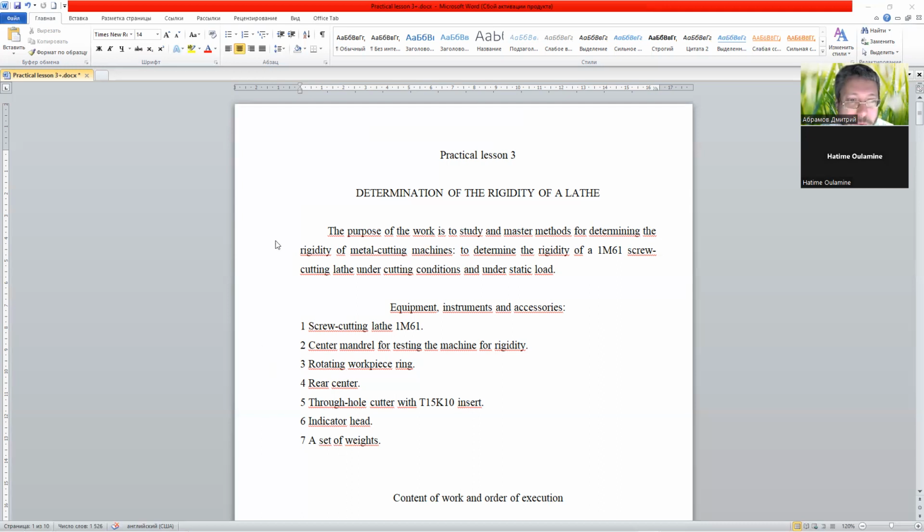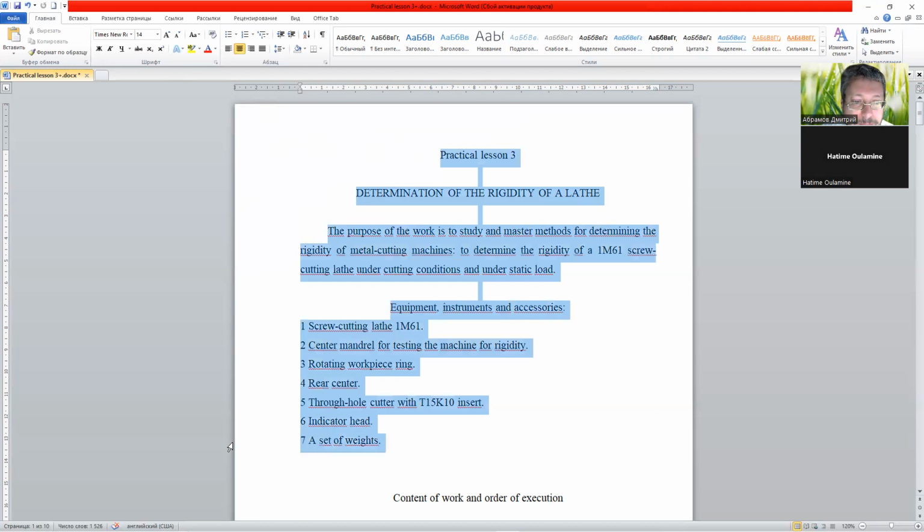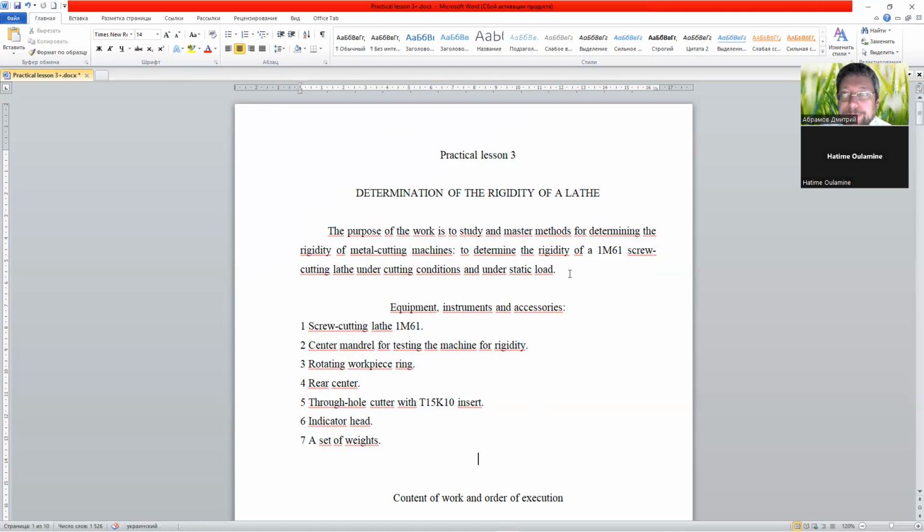So now write down in your notes the purpose of the work, the name of the work, and the equipment, instruments, and accessories. All this you should write down in your notes.